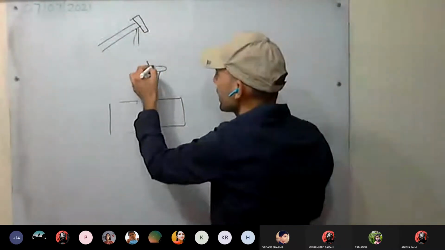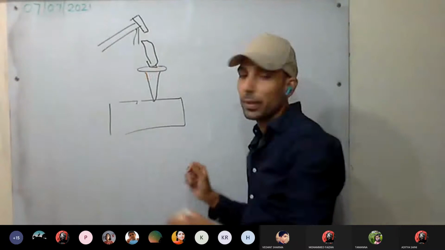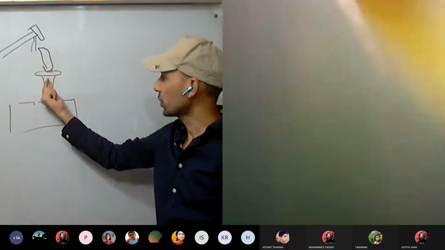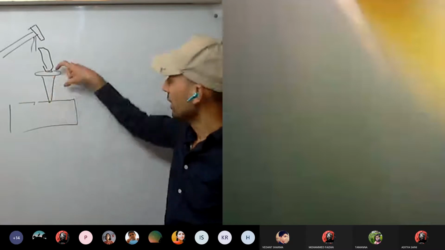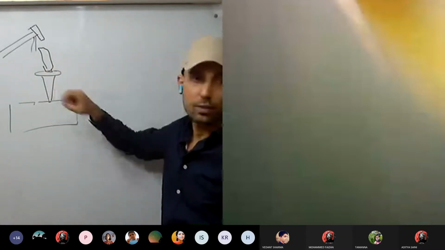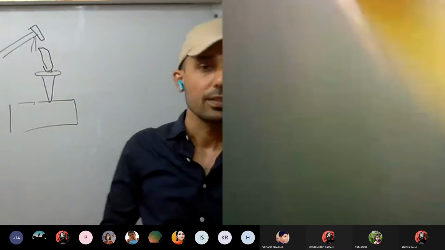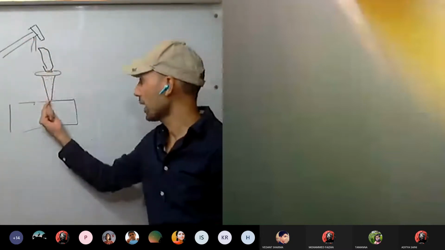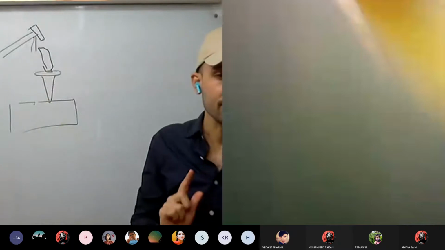And when we strike the nail, what happens? This kinetic energy of the hammer is transferred to the nail, and the nail penetrates into it. This is the conversion of potential energy into kinetic energy, and the nail gets penetrated. This is clear.